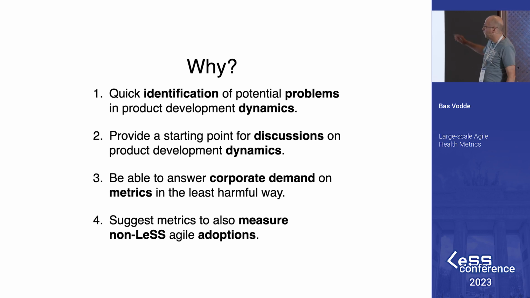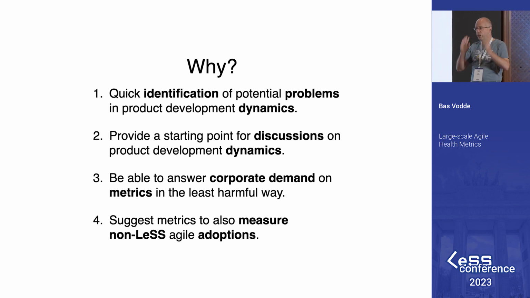Often in LeSS adoption, somebody in an organization says you need to give some metrics, and most of the time the metrics that they ask for are not really the ones that you want to measure. One of the ways to cope with that is give them a bunch of other metrics back and say, sure, we can measure something, but we'll use these metrics.